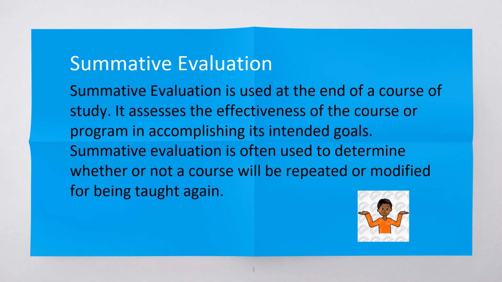Now, summative evaluation happens a little later. It happens at the end. Summative evaluation is used at the end of a course of study. It assesses the effectiveness of the course or program in accomplishing its intended goals. Summative evaluation is often used to determine whether or not a course will be repeated or modified to be taught again.